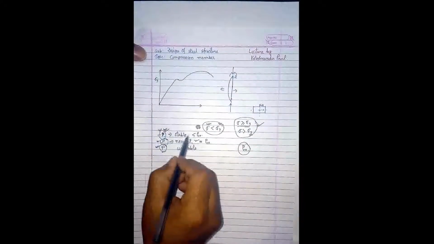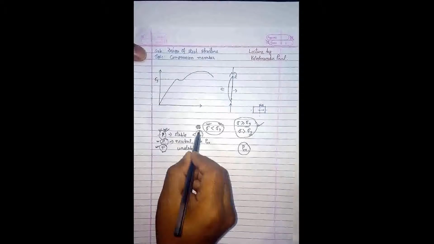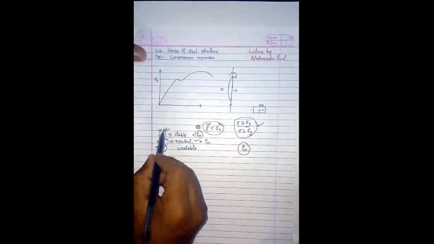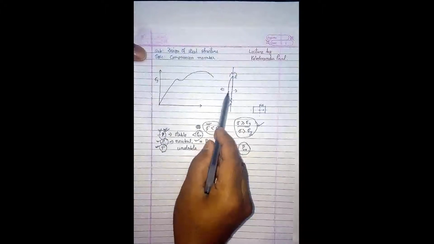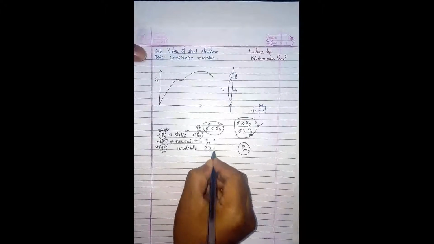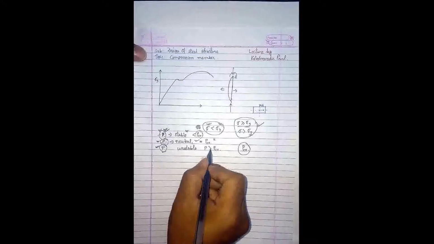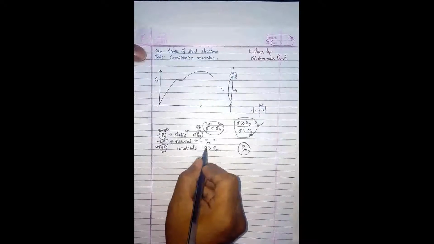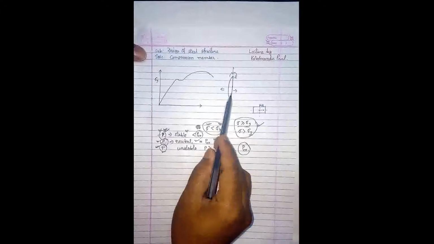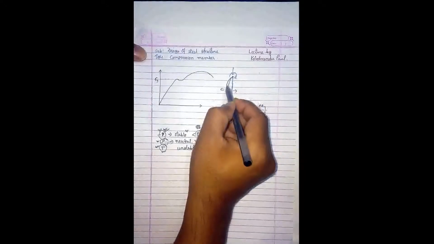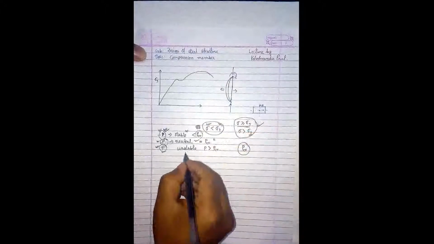If we don't reach this level and we reduce the load, it will obviously regain if it is in stable equilibrium. If it is neutral, and the load has reached this value, it will remain in that position only, so movement will stop. If P is greater than P shear, and after reaching this value we reduce P, there will be no sign of regaining; it will displace more. That is unstable equilibrium.